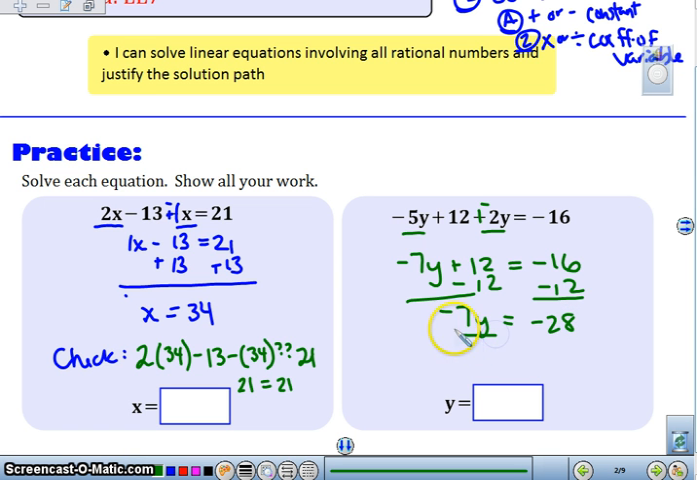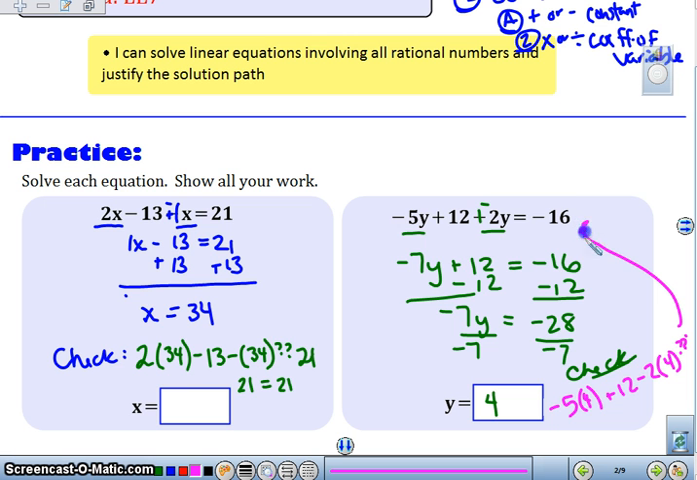If I have negative 7y, I need to divide by my coefficient, which is just the negative 7. And y in this case equals 4. Again, do your check. How do you check? Go back to the original. Plug it in your calculator: negative 5 times 4 plus 12 minus 2 times 4. And the question is, does it equal negative 16? So please plug that in and check it. If you need to pause the video or go back, please make sure you do so.